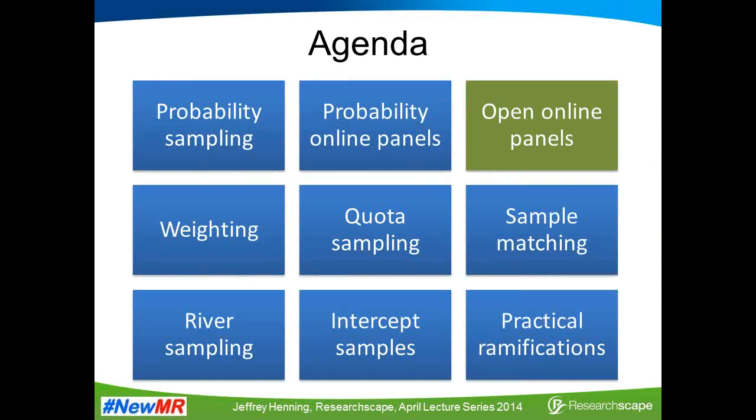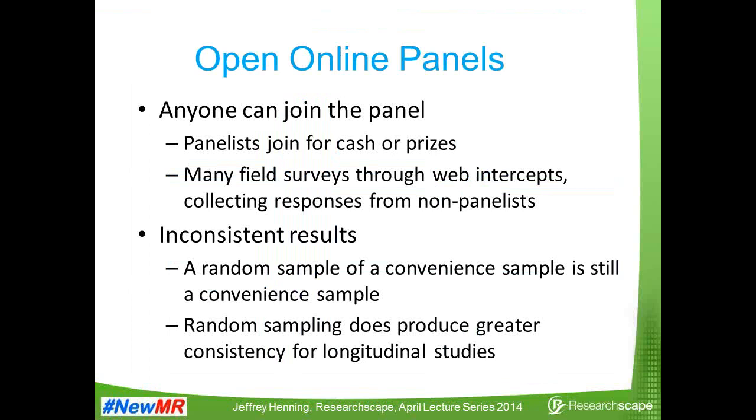And I'll start with what by itself is not the best, which is open online panels. And just to remind you, anyone can join an online panel. They typically join for cash or prizes. They're often fielding surveys through web intercepts, collecting responses from non-panelists, so they don't actually always behave like panels. Sometimes they're bringing in respondents that way. Sometimes they impanel those respondents for future studies. Sometimes they're just sort of drive-by respondents. They can produce highly inconsistent results from study to study.